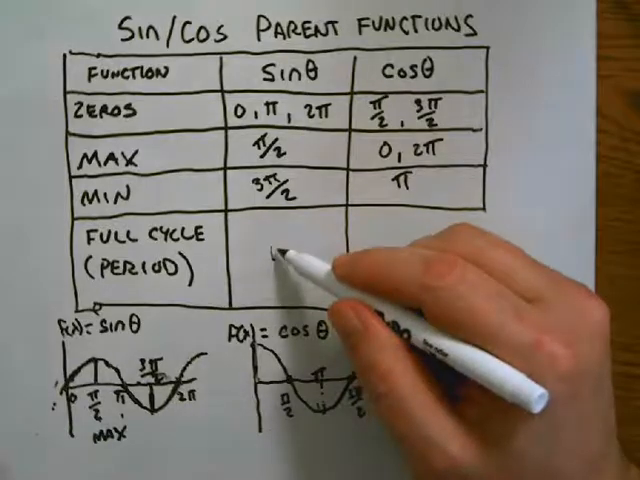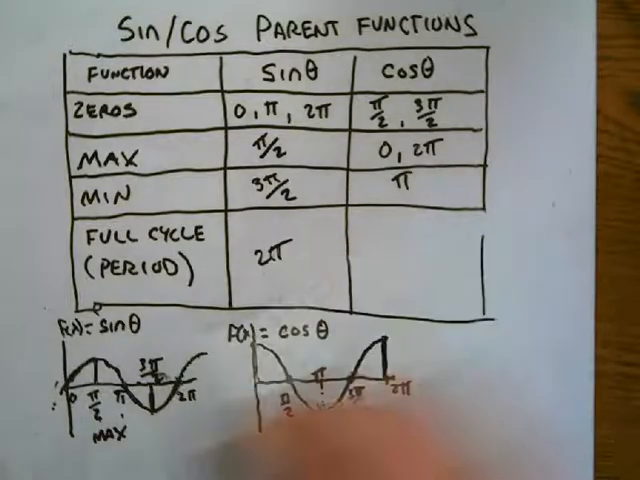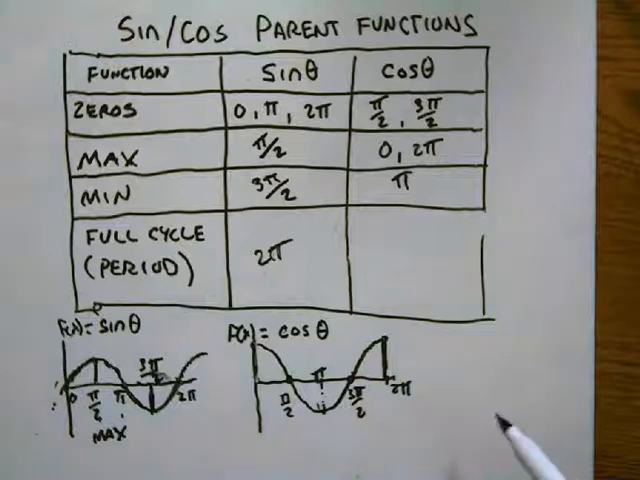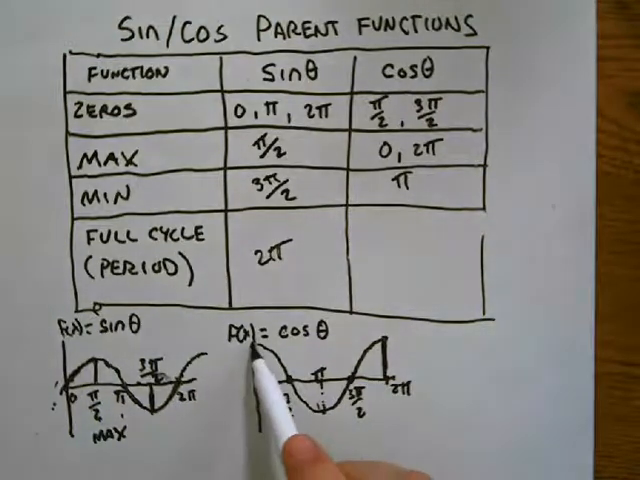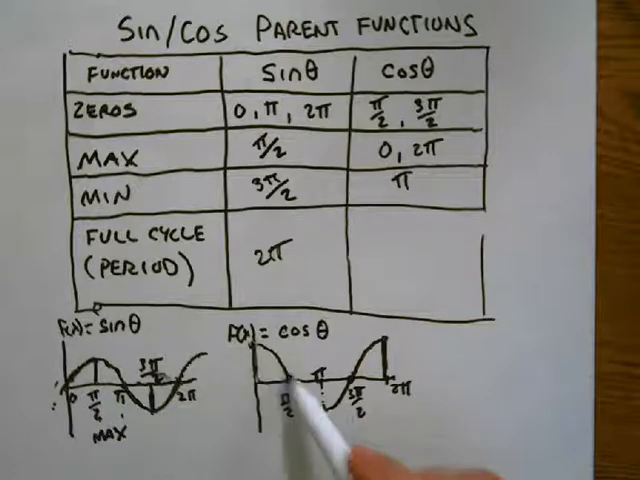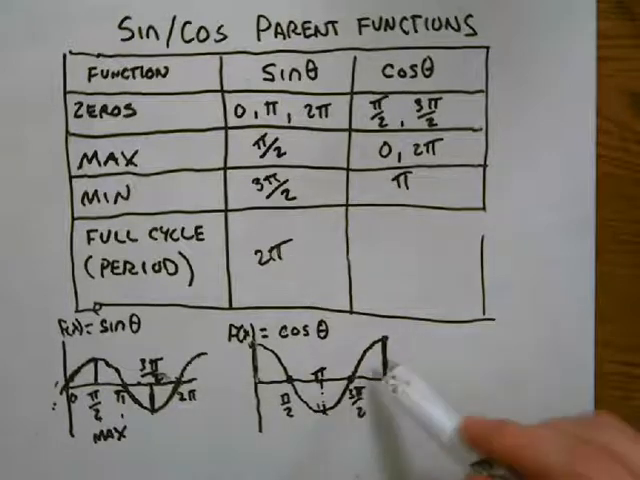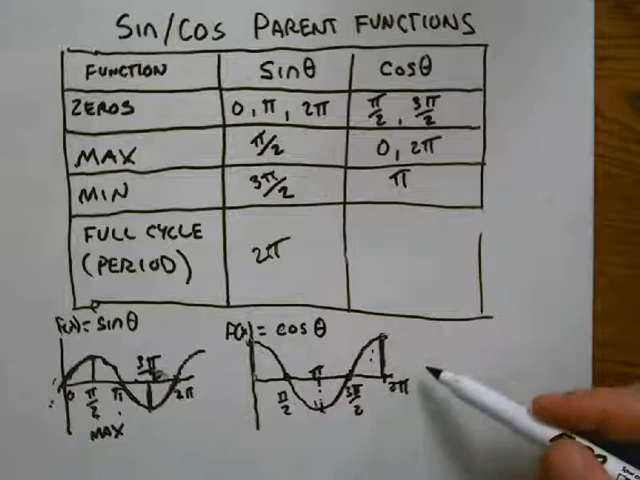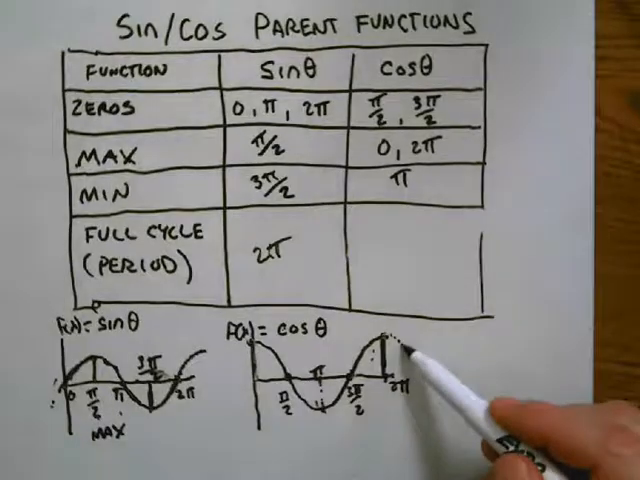How long does it take to complete one complete cycle? Same with the cosine. One full cycle. We start out at the maximum, we come down, we make a dip, and we come all the way back up to the maximum again. By the time we get up there, we're going to start repeating afterwards. So one complete cycle is also 2 pi.